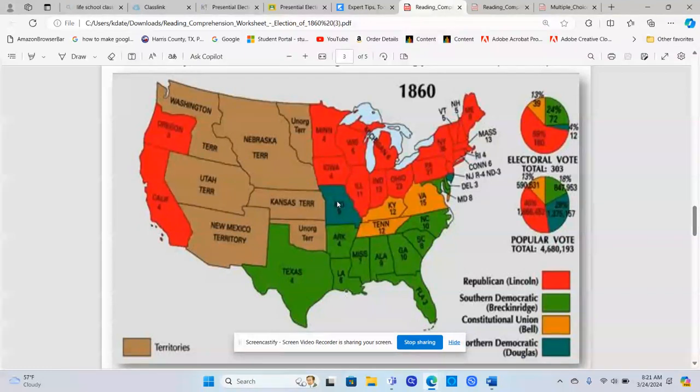So if you take Missouri, and you put all of these states together, including this one, Maryland right here, you will see that those are the states that are for or want slavery. And then your orange and red states are the ones that are against slavery.